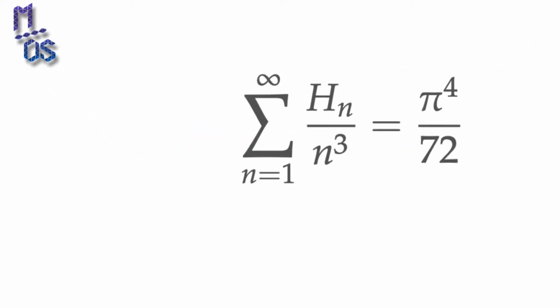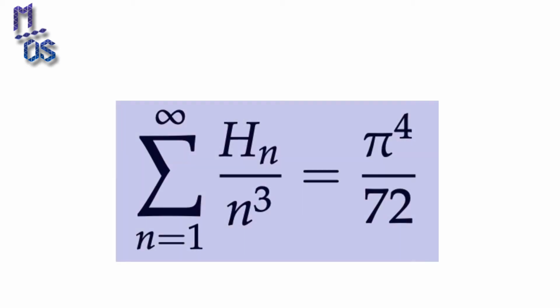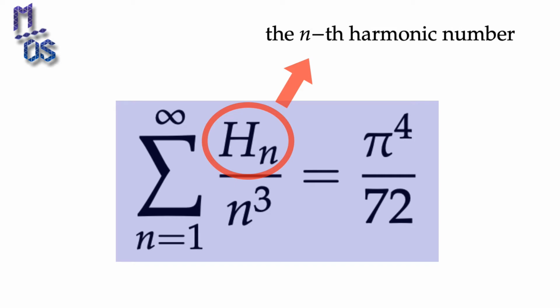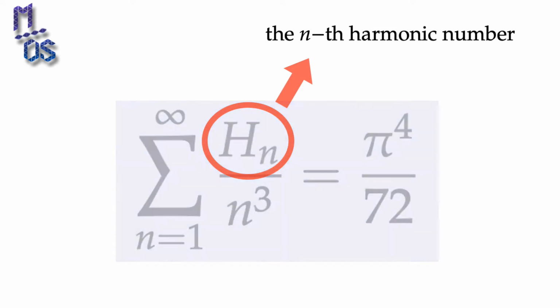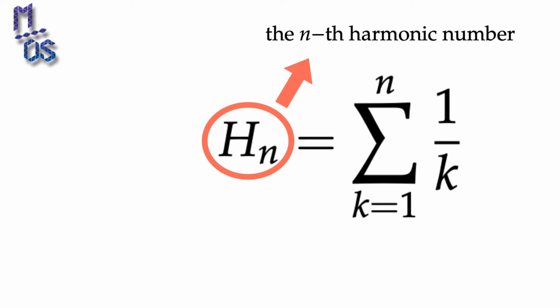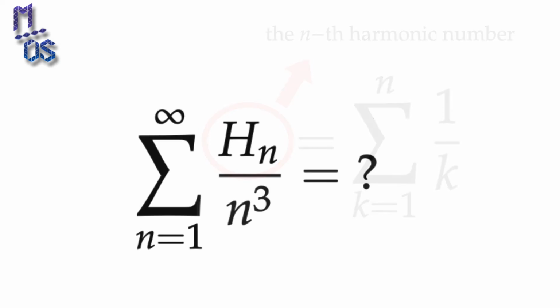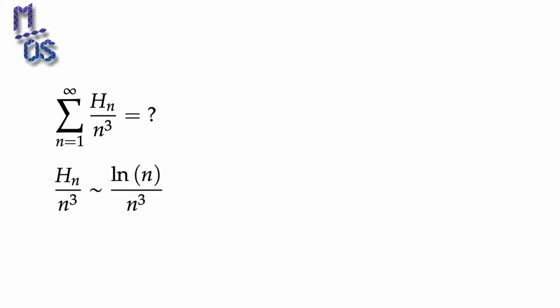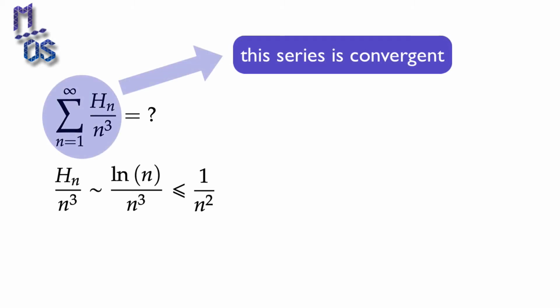In this video, I'd like to give a detailed proof of this nice formula. Here, h sub n denotes the nth harmonic number, classically defined by the sum from k equals 1 to n of 1 over k. We observe that h sub n over n cubed is equivalent, as n goes to infinity, to log n over n cubed, which is less than 1 over n squared, and this proves the convergence of the series, and we'll denote its sum by the uppercase letter S.